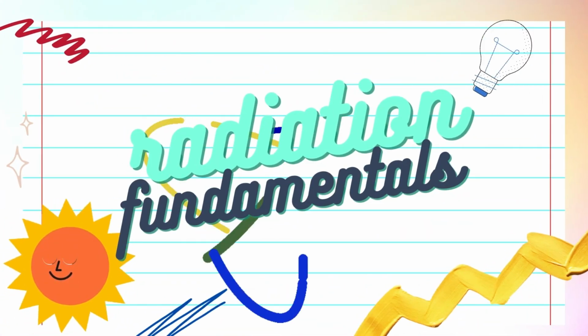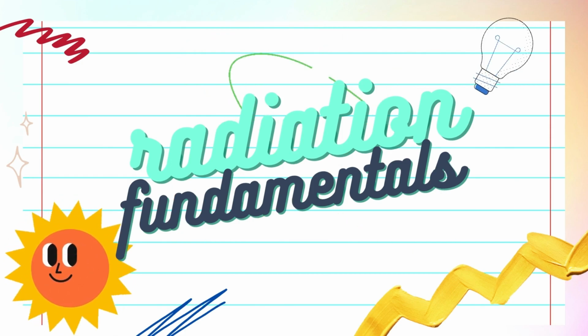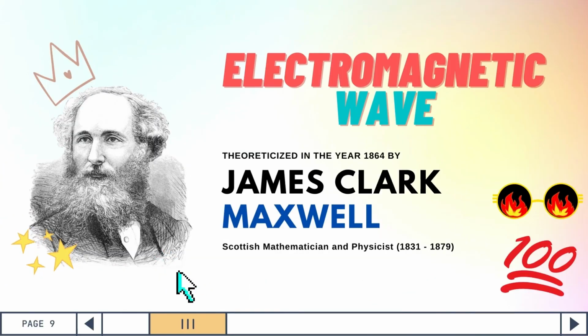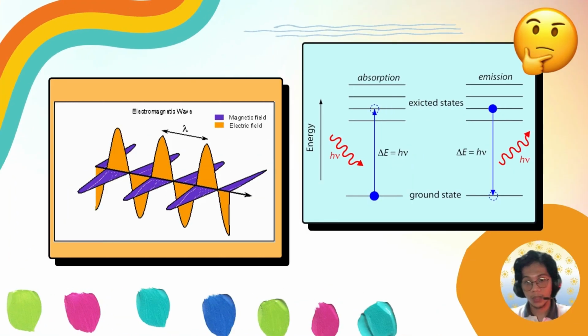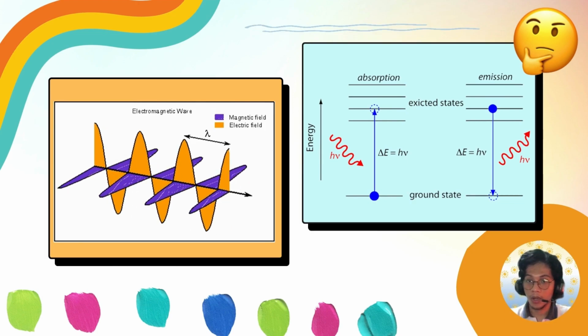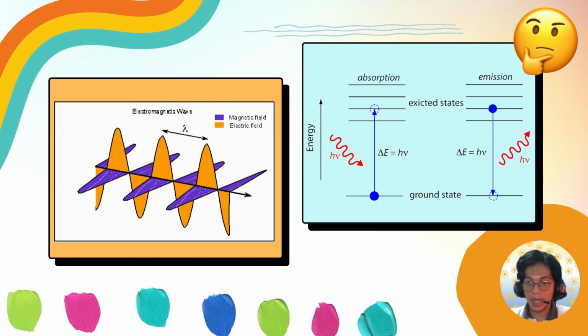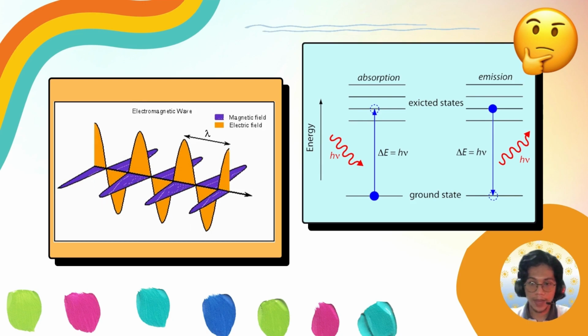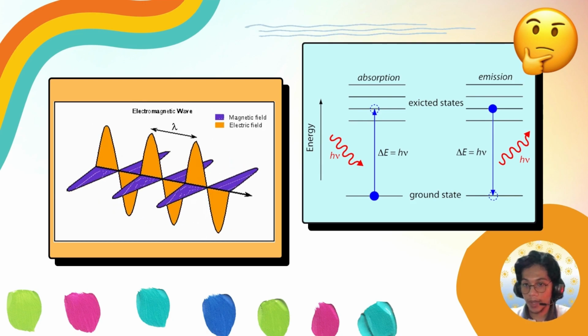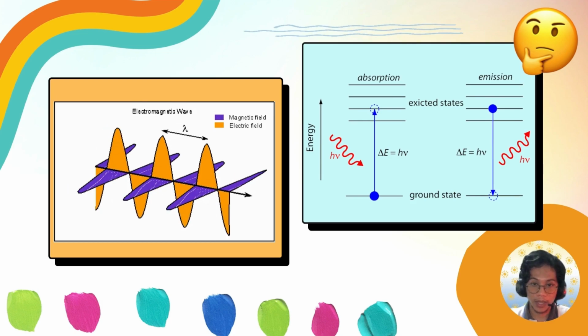Thank you, Francis. Now, we will be discussing the fundamentals of radiation. It starts with the concept of electromagnetic waves. The electromagnetic wave or electromagnetic radiation was established by the Scottish mathematician and physicist James Clerk Maxwell in the year 1864. Maxwell believed that accelerated charges or changing electric currents give rise to electric and magnetic fields. Maxwell dubbed the coupling of these intimately related fields as electromagnetic waves or electromagnetic radiation.